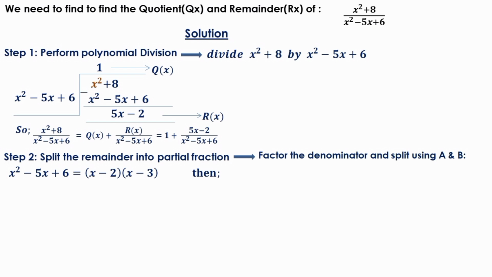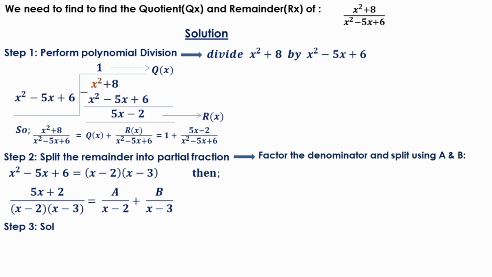So now, using our partial fraction split A and B, that will give us (5x plus 2) over (x minus 2)(x minus 3) is equal to A over x minus 2 plus B over x minus 3. So that will give us to step 3. Step 3 is to solve for A and B. Then we have home and dry.